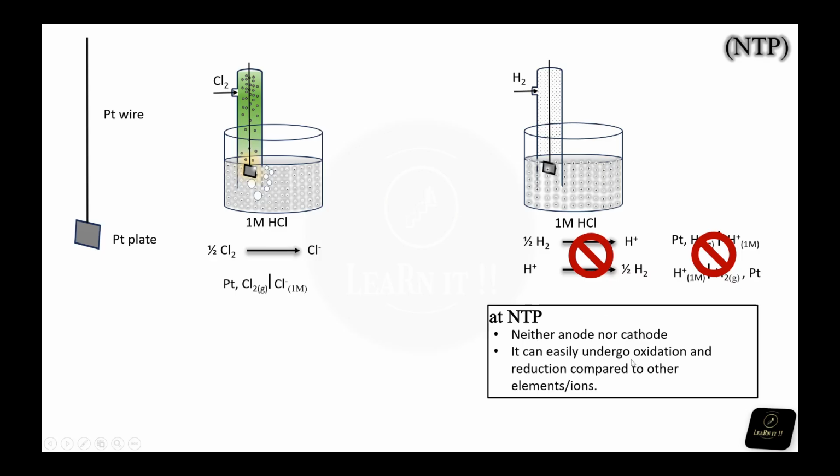We know that hydrogen can easily undergo oxidation into H plus ions, or H plus ions can become hydrogen. We use this standard hydrogen electrode as a reference electrode. Reference electrode means we use the standard hydrogen electrode for measuring the potential of other electrodes.